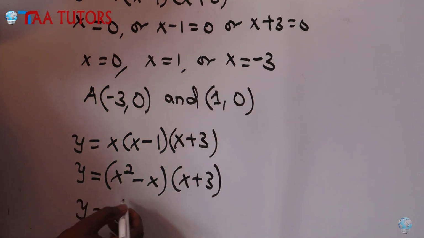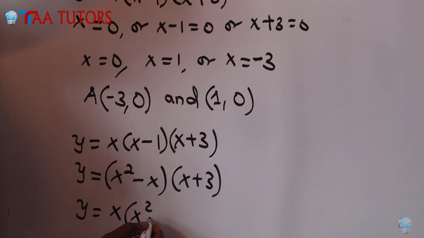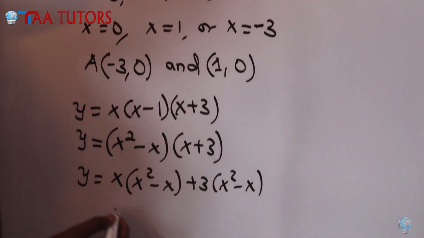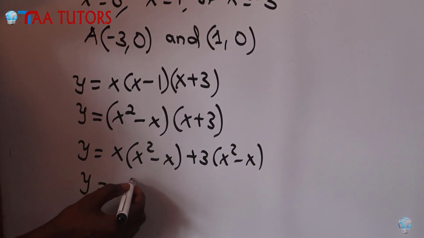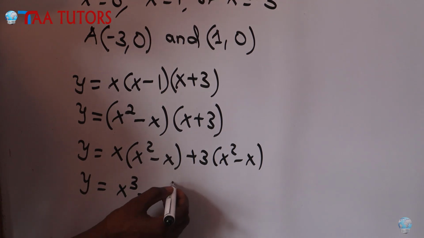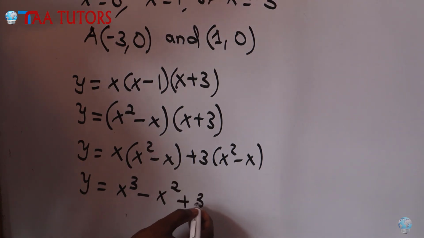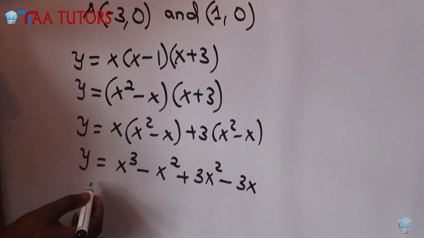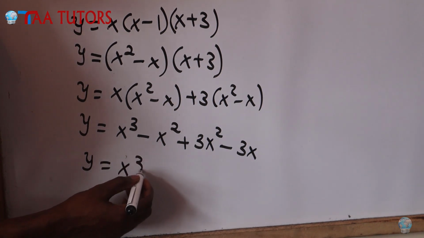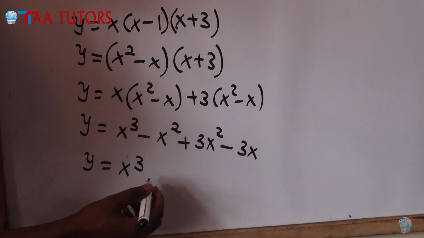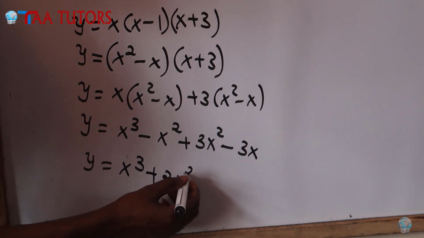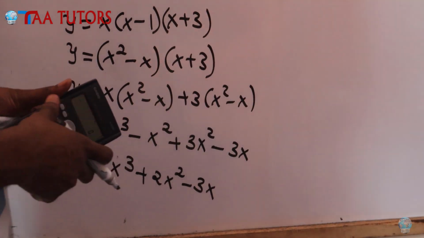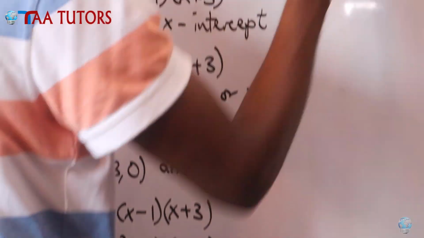Again we expand, so that will be x into x squared minus x, plus 3 into x squared minus x. y here will be x cubed minus x squared plus 3x squared minus 3x. So y here will be x cubed, negative this one, but this one should be plus 2x squared minus 3x. So we have got our function in expanded form. This one is what we have up there.